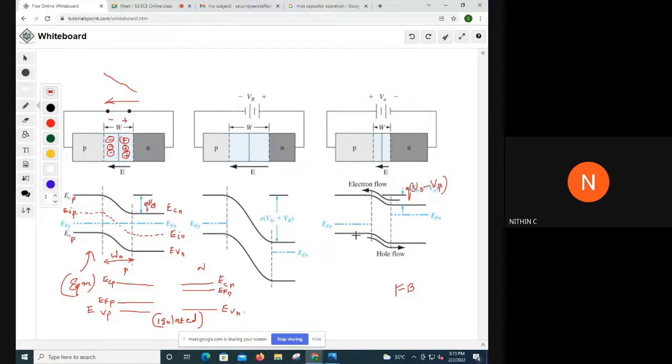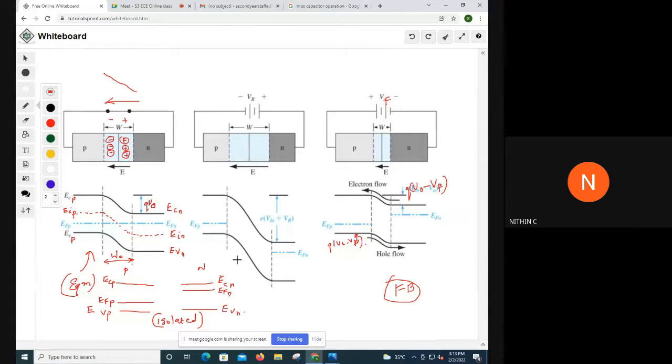Already this value will also be Q into V0 minus VF, where VF is the forward bias voltage that we apply. Then Q into V0 minus VF will be the new barrier potential. That is, an electron will require only this much energy now. So crossing or electron flow will be much easier in this case when it is forward biased. Okay, so this is the hole flow and this is the electron flow.